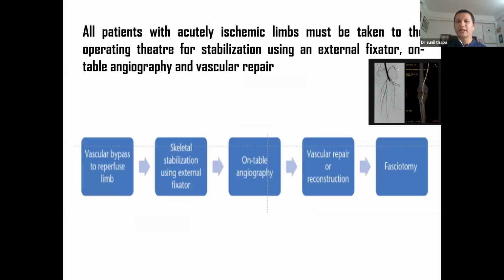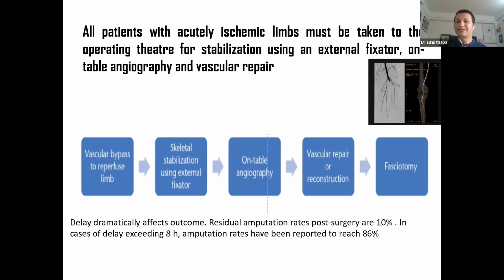So before putting an external fixator, so as to reduce the ischemic time, a vascular bypass should be done temporarily to reperfuse the limb first, then put an external fixator, get an angio done, then a vascular repair or reconstruction with a prophylactic fasciotomy. Delay dramatically affects the outcome. The residual amputation rate, even after proper vascular surgery, is 10% if it is done early. But if the delay is more than 8 hours, then the amputation rate may be as high as 86%.